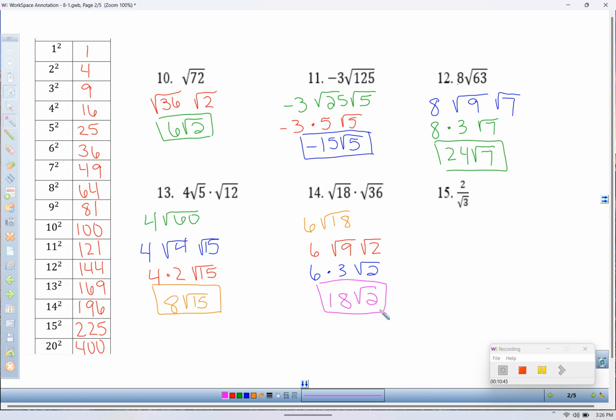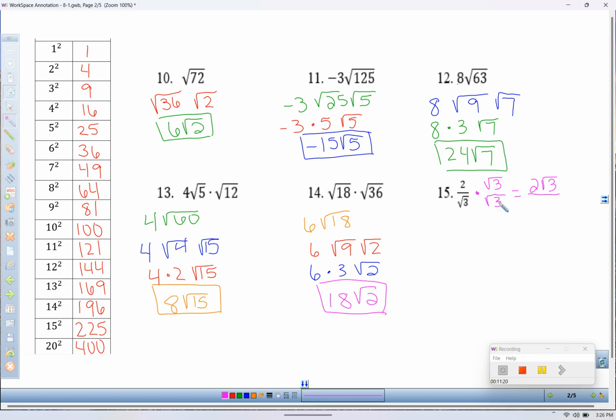All right, let's look at number 15. Now we're dealing with a numerator and a denominator. The thing we need to know about fractions is we cannot have a radical in the denominator. I'm also noticing I don't have a radical in the numerator, and we'll talk about that later. To get rid of this radical in the denominator, I'm going to multiply the numerator and the denominator by this radical. And so 2 times radical 3 is just 2 times radical 3.